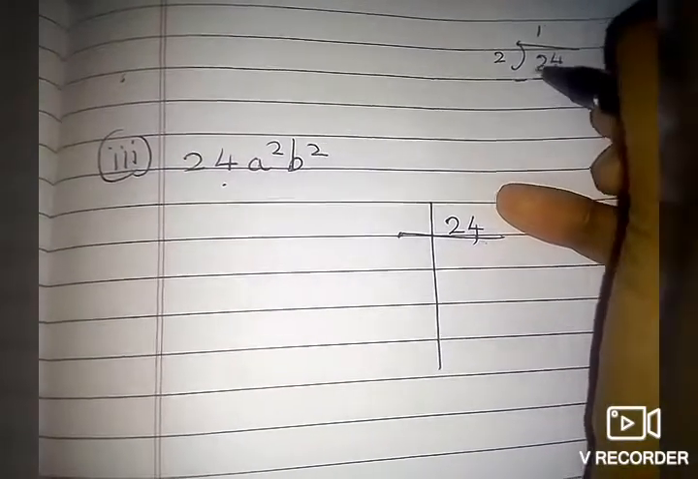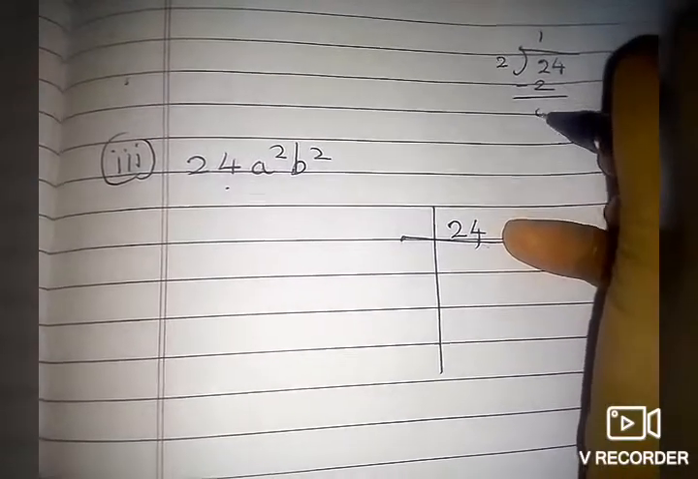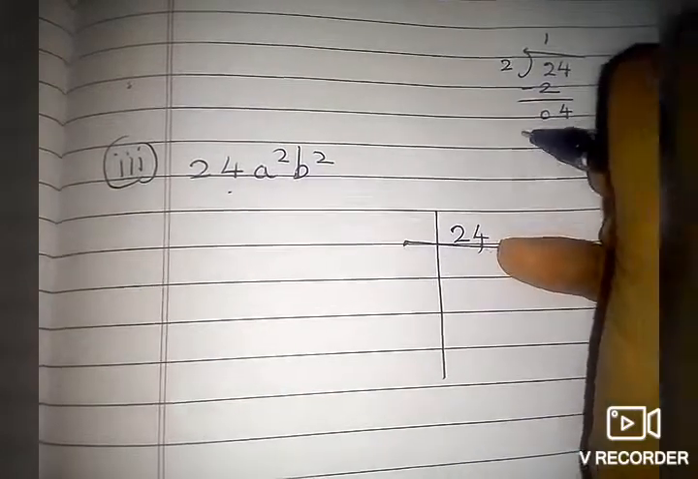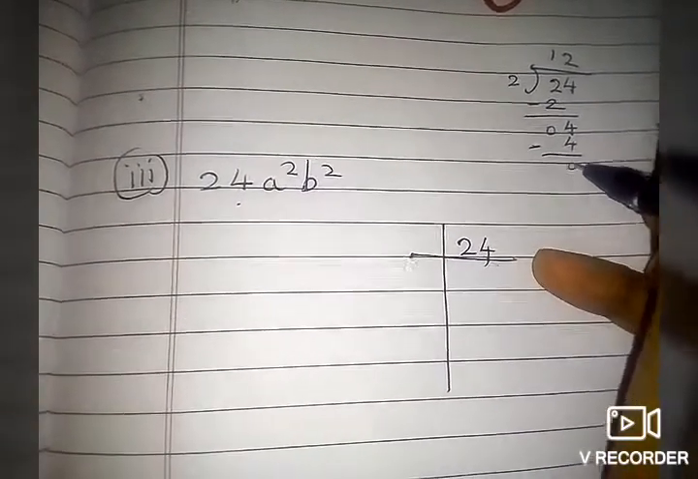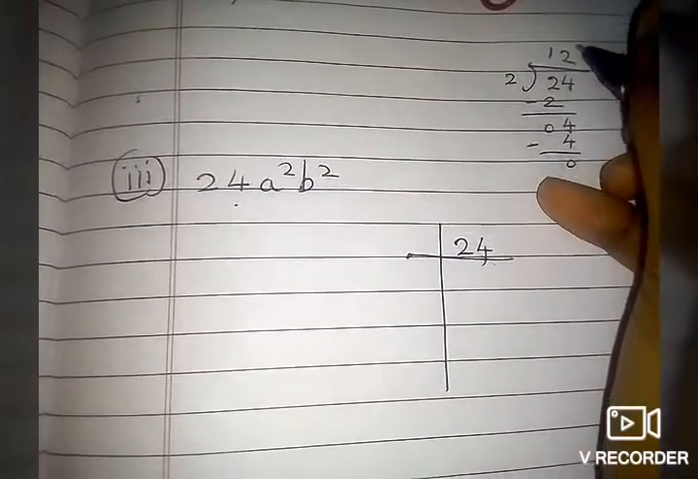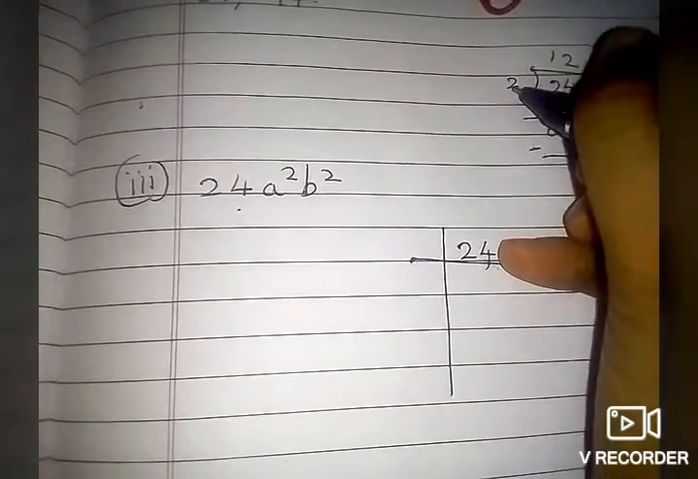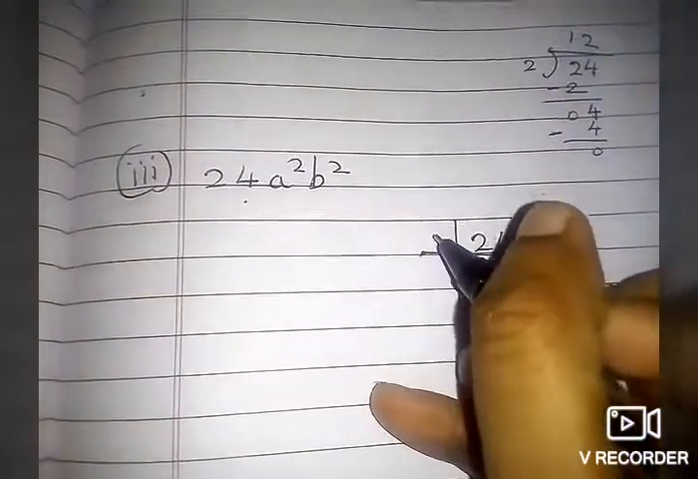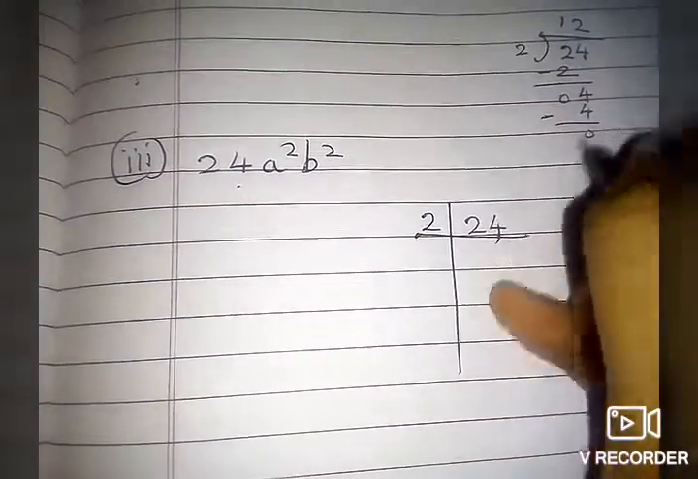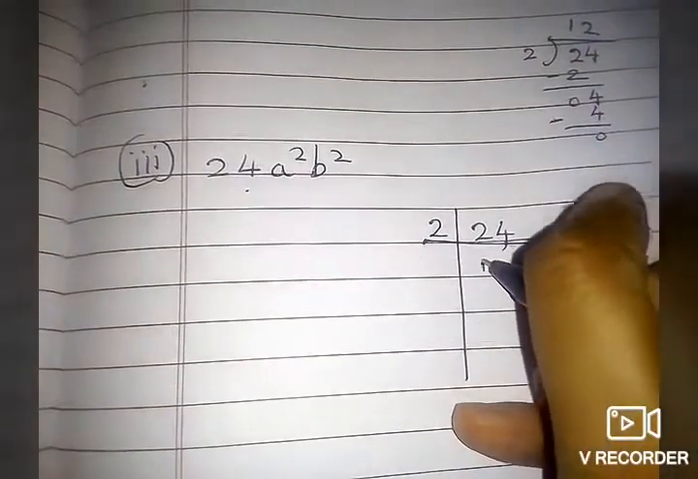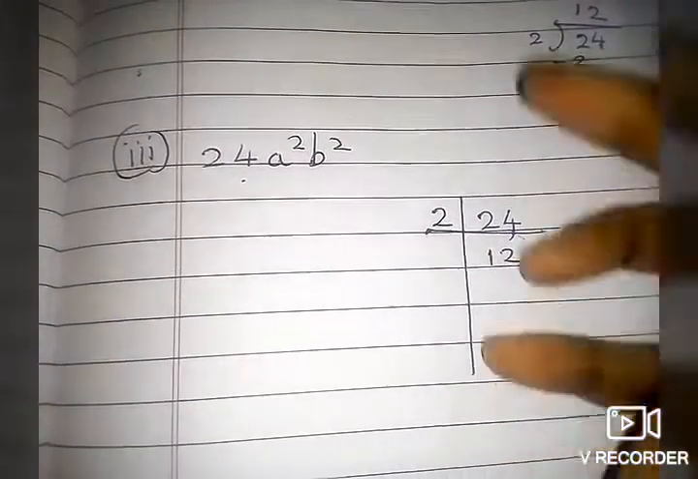2 ones are 2. 4 you have to bring it down. 2 twos are 4. Quotient is 12. Divisor is 2. So the divisor 2 you have to write in this place over here. The quotient which you got over here, you have to write in this place down.